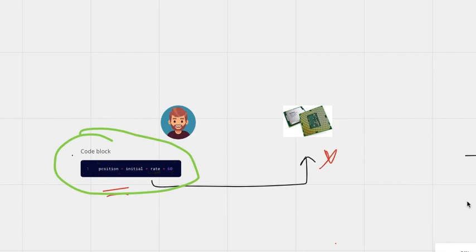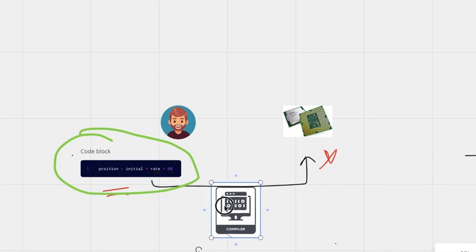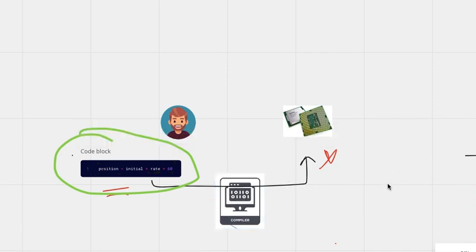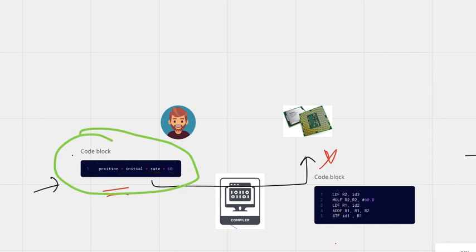So we need a type of software that is called a compiler, that converts this high level language into another form, that is machine language. So the compiler is a type of software that takes as an input one form of program and converts or translates it into another form.